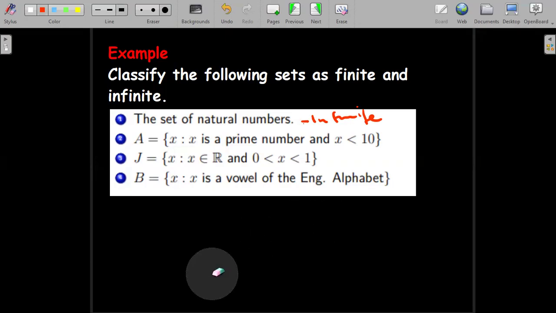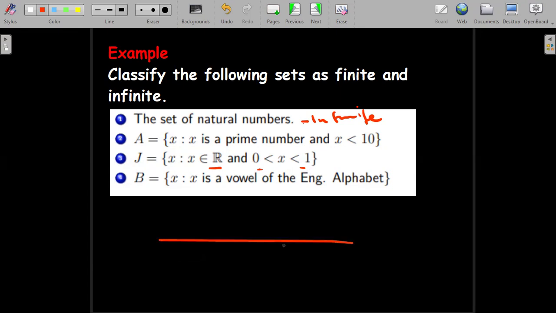J is the set of all x such that x is a member of real numbers. They're telling us that it's in between 0 and 1. So if we were to write a number line, we have 0 here and let's say we have 1 here.